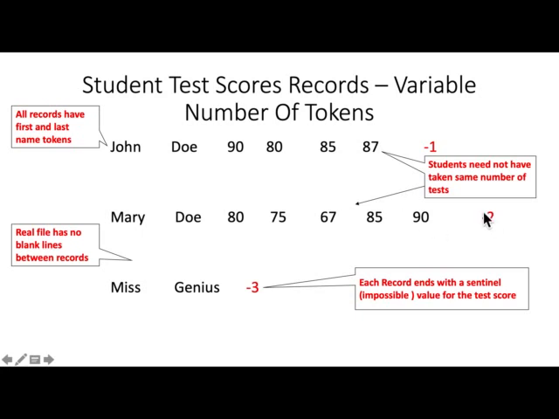And then the last value in all records is a negative value. That means each record ends with a sentinel value, or impossible value for the test score. As you know, at El Camino, we don't give you a negative grade as a test score, so a negative value becomes a sentinel value. 0 will not be a sentinel value because somebody could get a 0 on a test. Here we have shown gaps between the records because we wanted to put all these bubbles. But the real file has no blank lines between records. 1st line, 2nd line, 3rd line, like that. Okay.